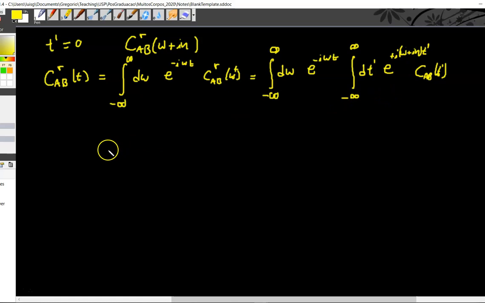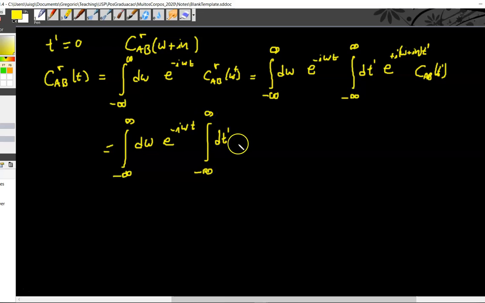Hopefully I didn't cut here. So let's do it again: minus omega d omega e minus omega t, and here I'll have minus infinity dt prime e to the I omega t prime times e minus, and here plus I with plus I is a minus, and t prime CAB t prime.